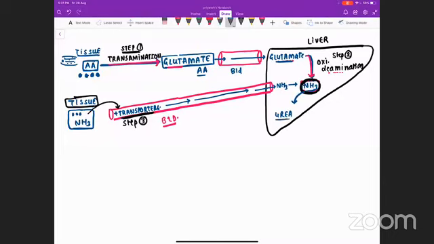Ammonia is supposed to convert into urea. Conversion of ammonia to urea will be step 4, and that is called the urea cycle. So with the help of the urea cycle, we are going to convert ammonia into urea.